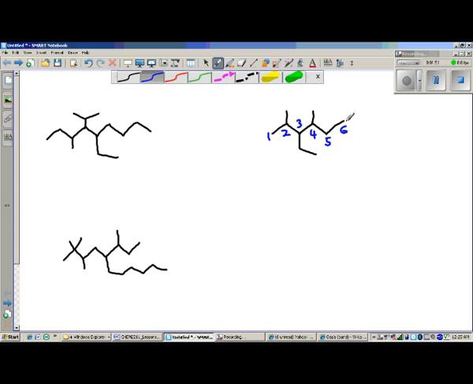If we had numbered the other way, it would have been 1, 2, 3, 4, and 5, and the 3 substituents would have been on carbons 3, 4, and 5. 3 plus 4 plus 5 is more than 2 plus 3 plus 4, so we go for this way. So we have 3 substituents. I'll just circle these so we can remember them when we come back to this later on. But what's the name of a 6-carbon chain? Well, we've seen this before. It's hexane.